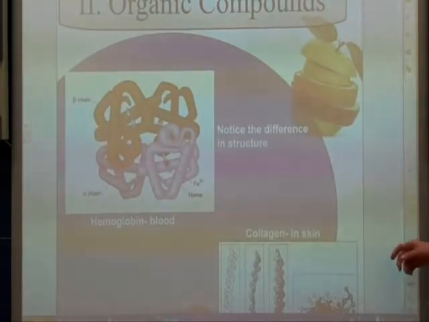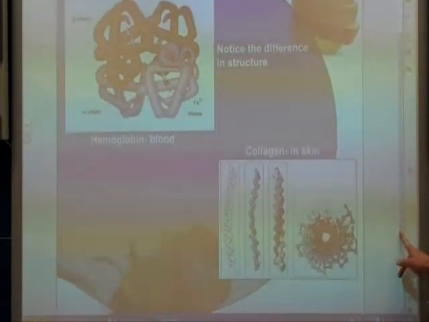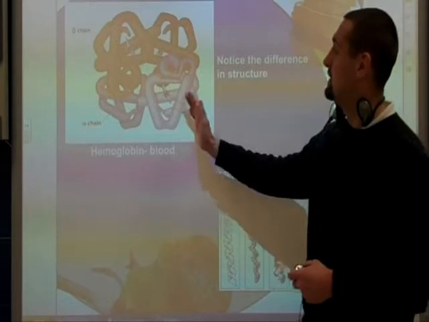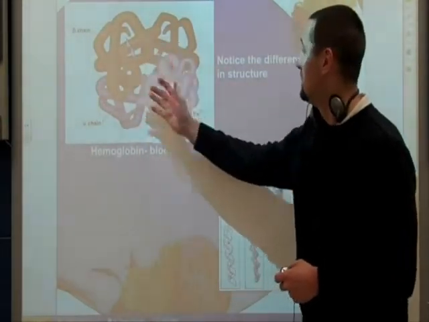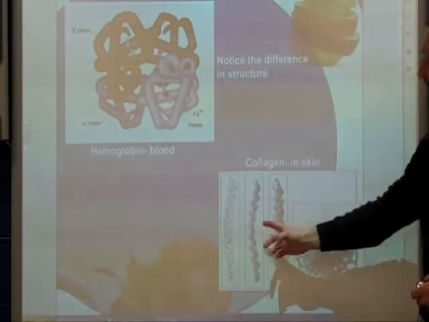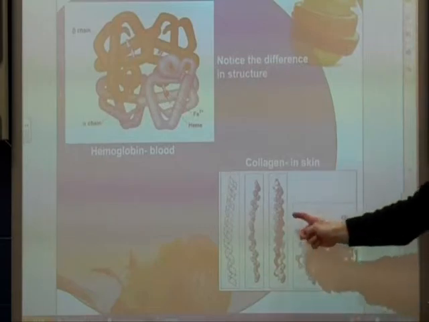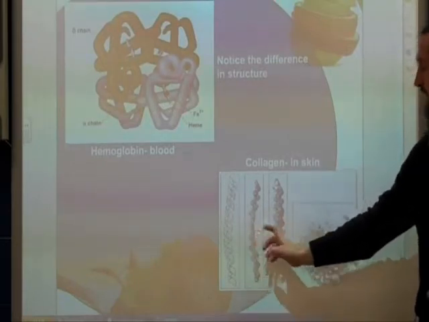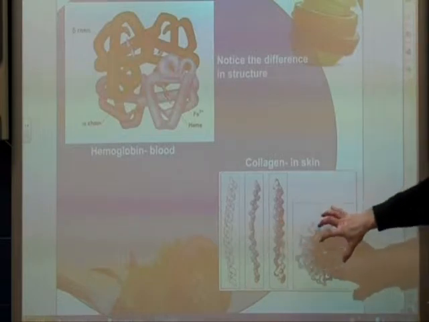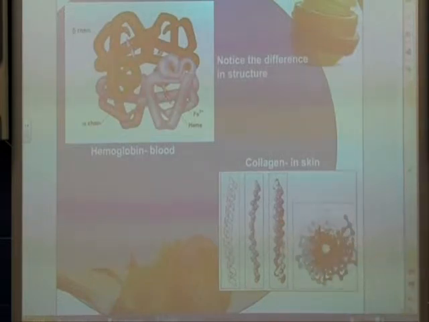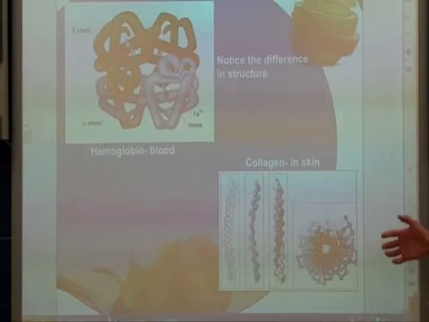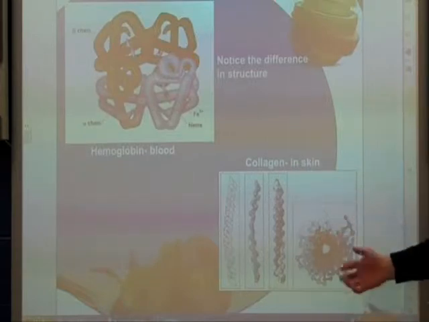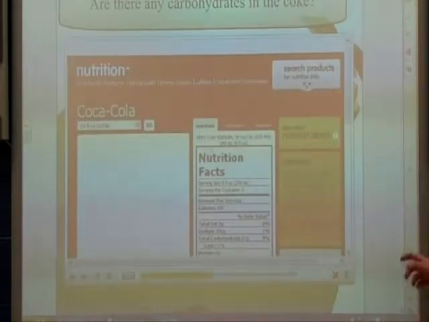So notice the difference in some of these structures. Here we have hemoglobin. This carries oxygen in the blood. Here we have collagen, our protein structure. See how it's bent around? Primary, secondary, tertiary, quaternary, the fourth level. It's all bent around in a certain configuration to make your skin what it is. Collagen helps the skin be a little bit flexible.